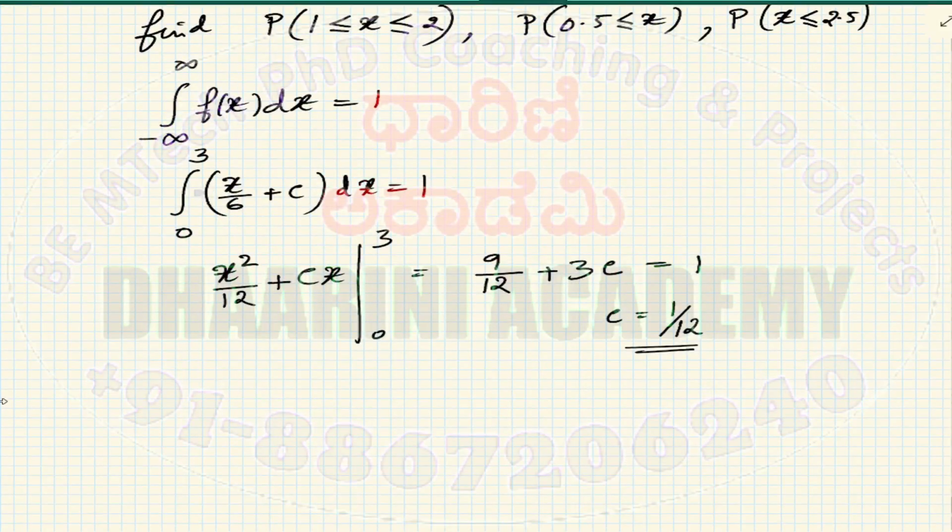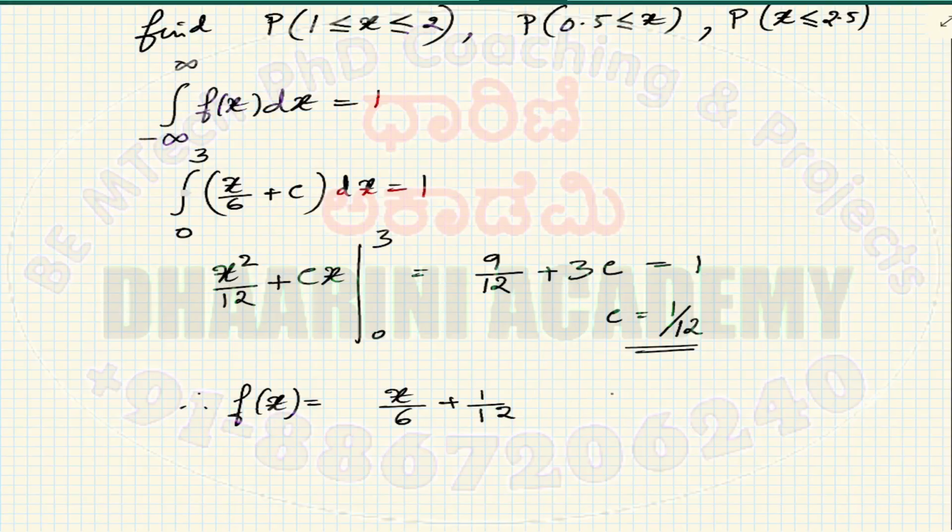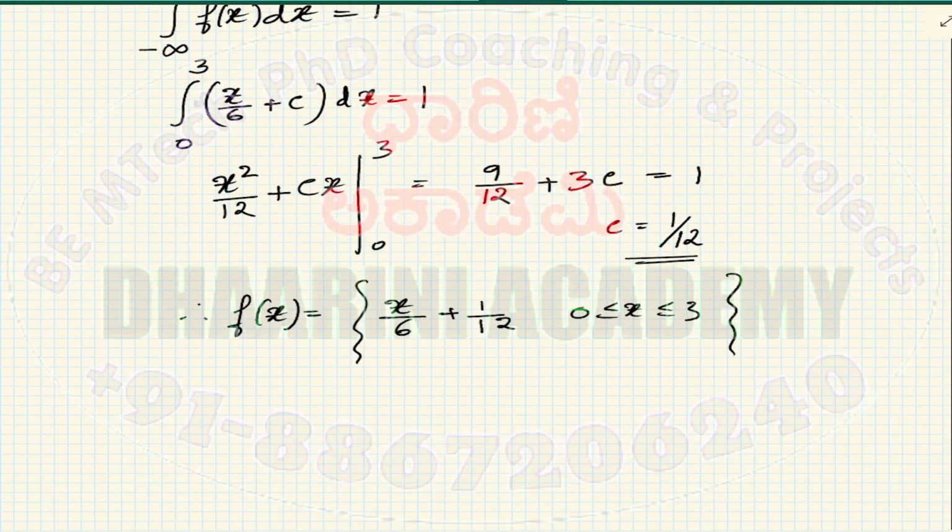Therefore f of x is equal to x by 6 plus 1 by 12, for 0 less than or equal to x less than or equal to 3. Only this is the valid case, otherwise it takes a value 0. Right. Now the first part of the question says to find the value of the probability that x is between 1 and 2.